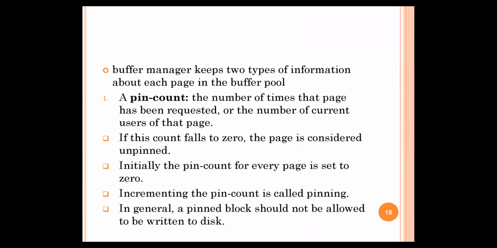The buffer manager keeps two types of information about each page in the buffer pool. Buffer means a memory place where the object code or a collection of tables can be stored. The buffer manager maintains only two parameters about each page. The first one is the pin count, the number of times that page has been requested, or the number of current users of that particular page.